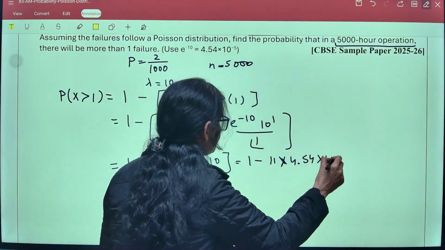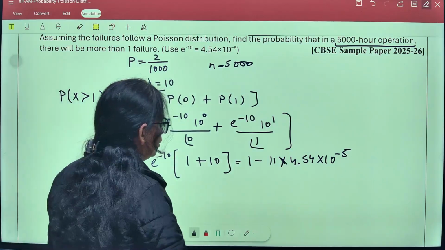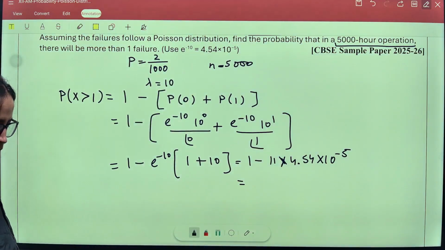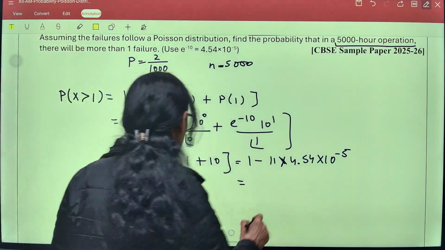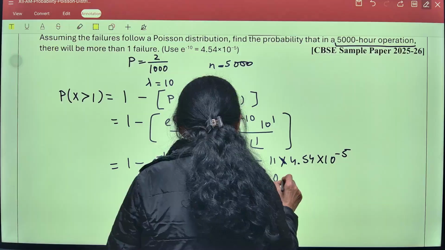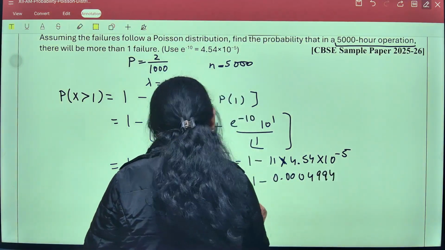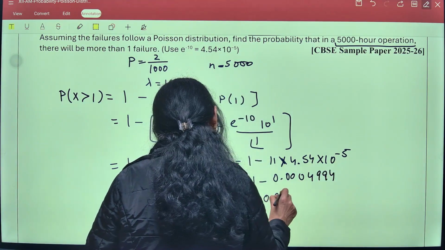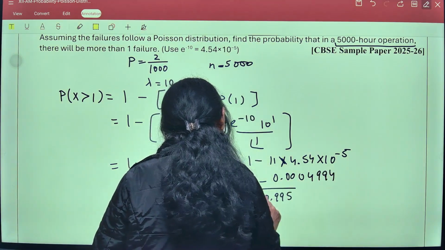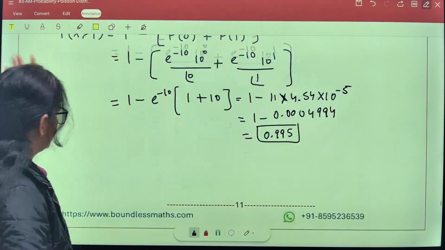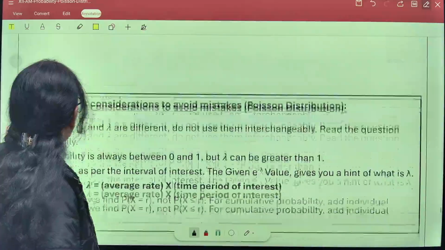The value is given to you: 4.54 into 10 raised to power minus 5. So, just do this multiplication. It will come out to be 1 minus 0.0004994 and the final answer is 0.995. Approximately this is your final answer in this case. Right?